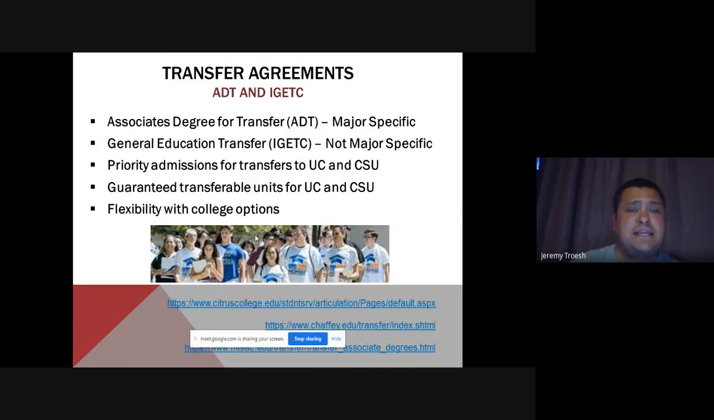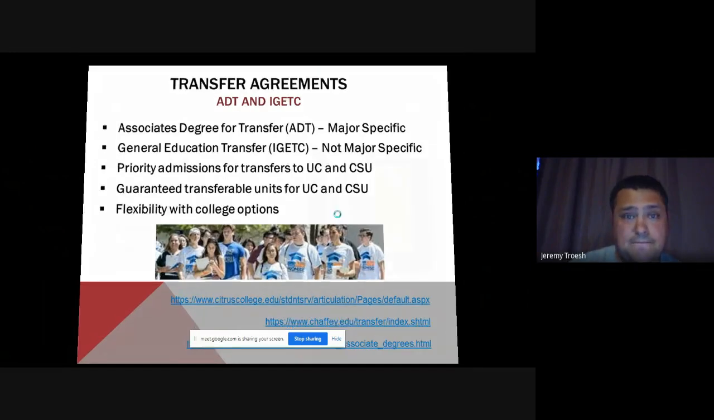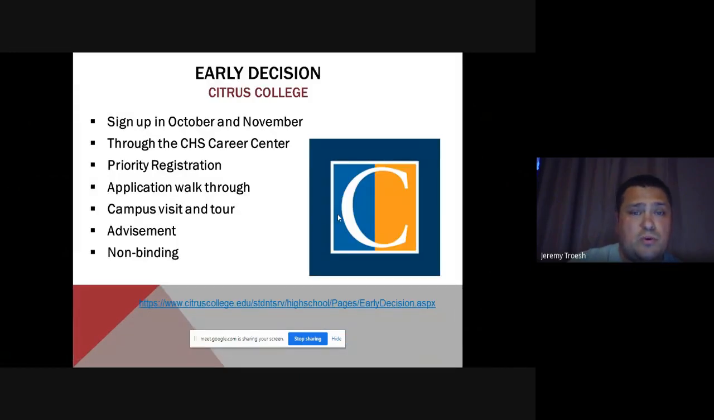The last thing is with these transfer agreements, as opposed to a tag agreement or transformation guarantee, it does give you a little bit more flexibility with your college options. So, early decision. Citrus College is our local partner institution.